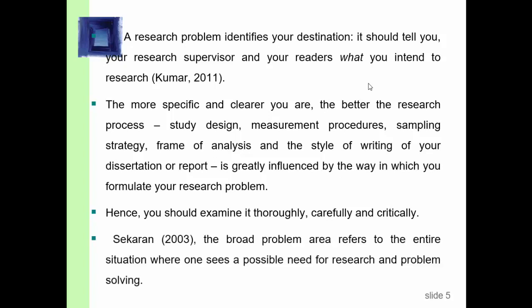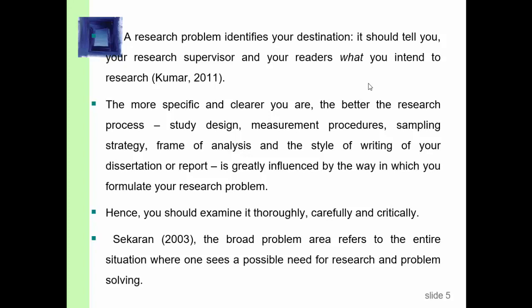According to Kumar, a research problem identifies your destination. It tells your supervisor and your readers what you intend to research. Means, according to Kumar, your statement of your research problem shows a clear-cut picture to you, your supervisor, and the readers. The more specific and clearer you are, the better the research process.